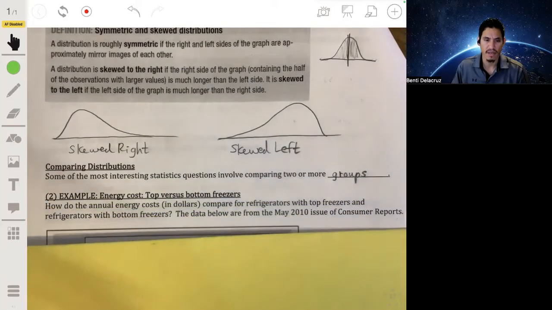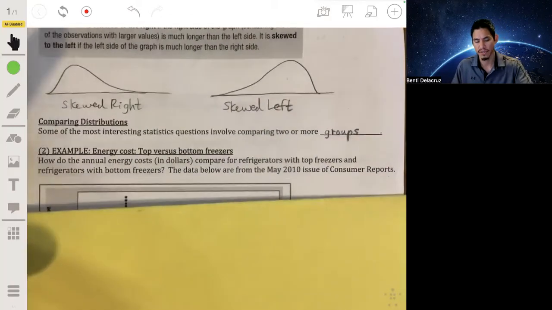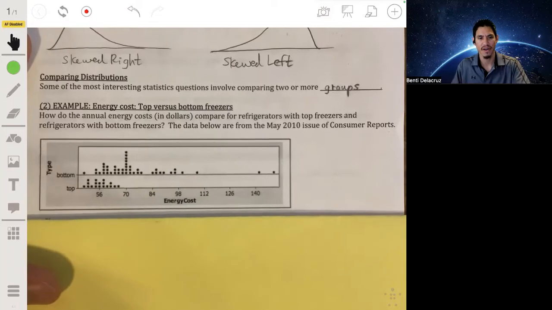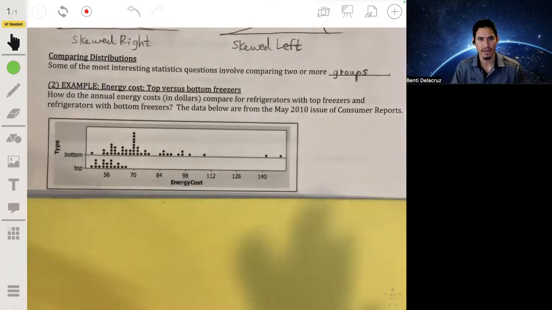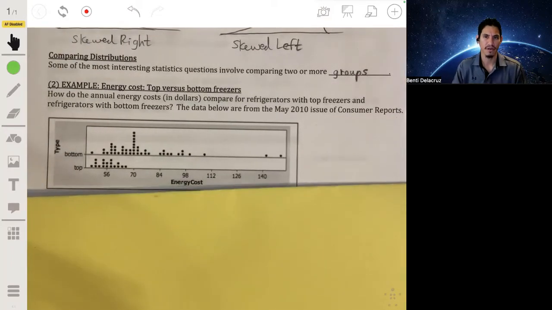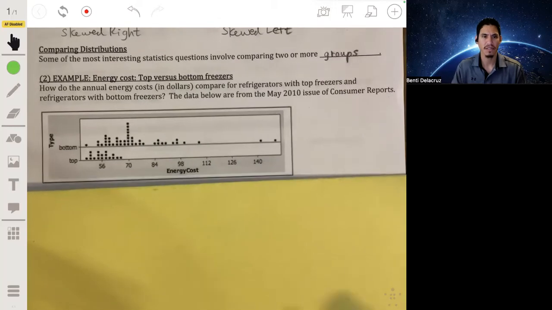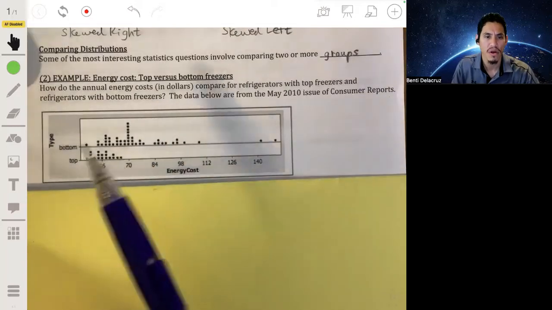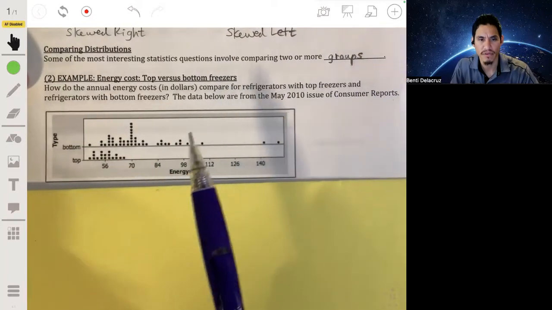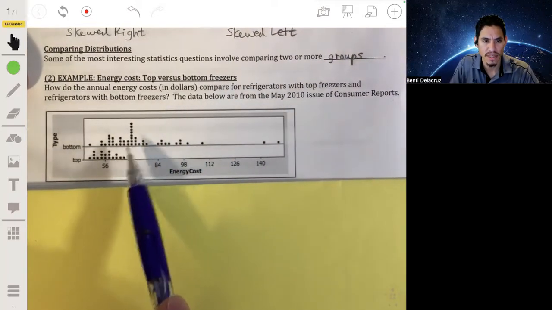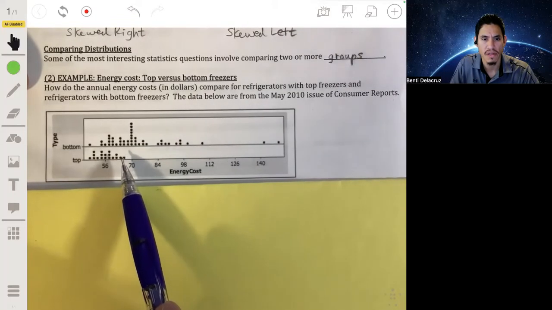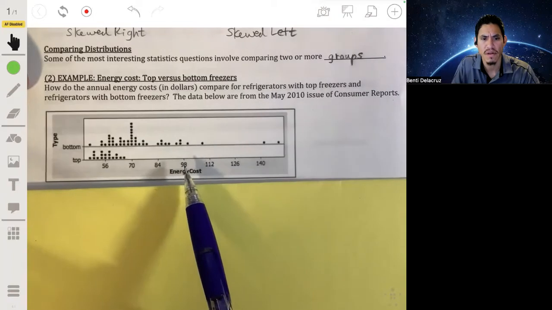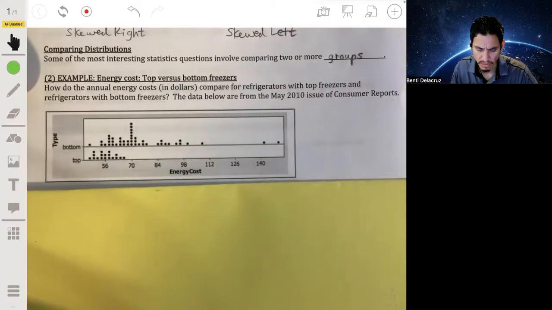Okay, so let's look at this example. And this is real data, by the way. It may not be so interesting when you're a teenager, but when you get older, you care a lot about how much money you spend on your electric bill. So here are 2 dot plots that show the energy cost for refrigerators with bottom freezers and top freezers. So here it shows the average energy cost in dollars. And so let's compare them.